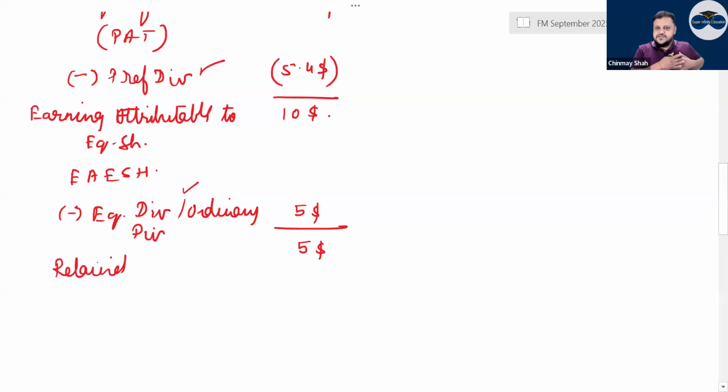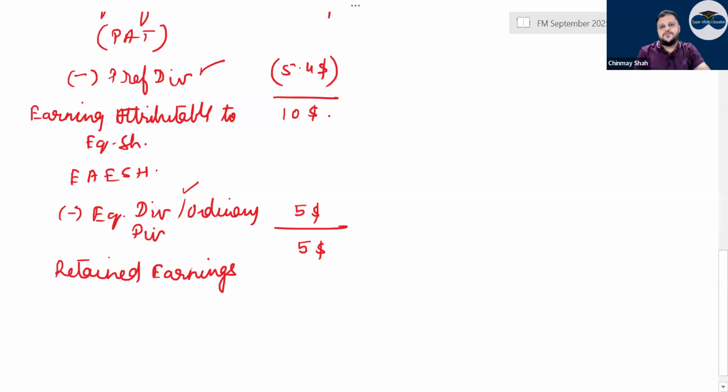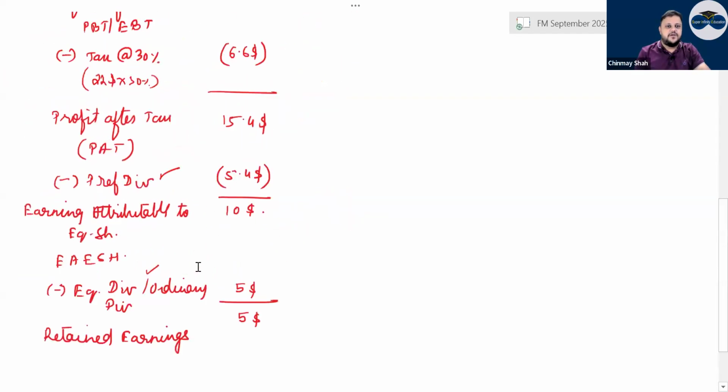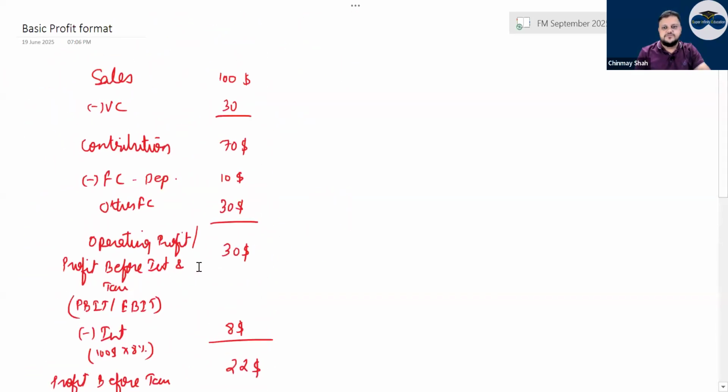Sir, 10 was there in our pocket, no? 5 we gave to our equity shareholders, correct? And 5 is remaining with the company, which again will be invested in our company only, correct? So this is retained earnings. This is how a profitability statement for FM will be useful to you.